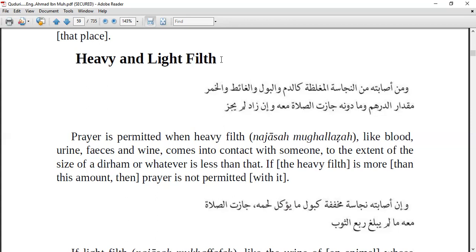Some suggest that najasa al-mughallada is the kind of najasa in which the fuqaha have not differed in opinion. If they have differed in opinion, then that najasa becomes mukhaffaf, right? So for example, human feces and human urine. Across the madhahib, every faqih agrees that they're najis. So this is najasa mughallaza according to Imam Abu Hanifa and according to the Sahibain.